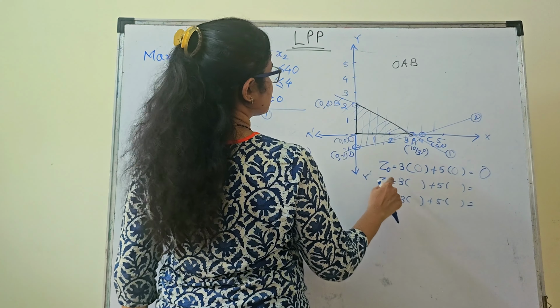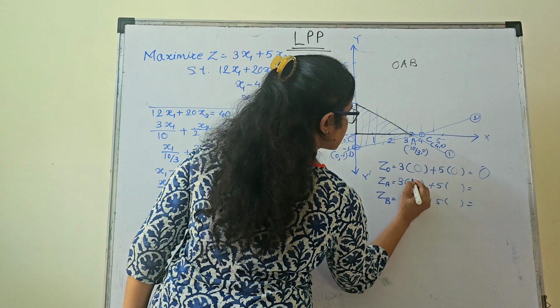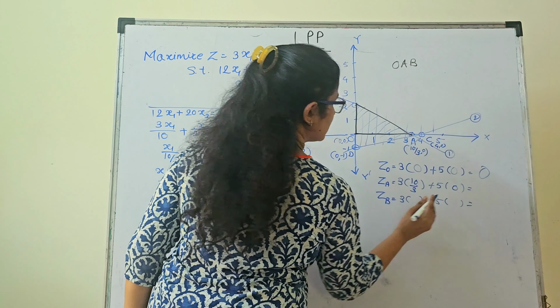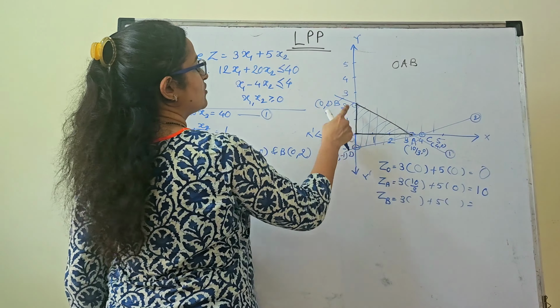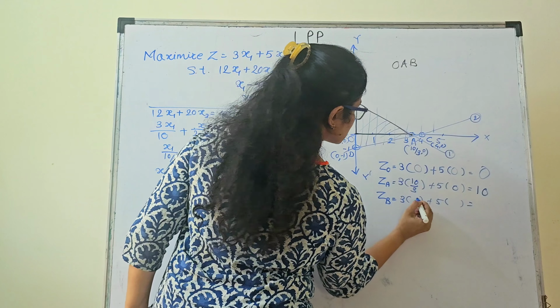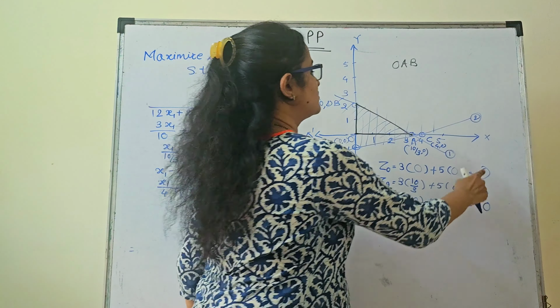For A, what are the coordinates of point A? 10 by 3 and 0. So put this 10 by 3 here and 0 here. So this part becomes 0, this goes, so this becomes 10. And what are the coordinates of B? 0, 2. So put this 0 here, 2 here, so this becomes 0 and this is 10.